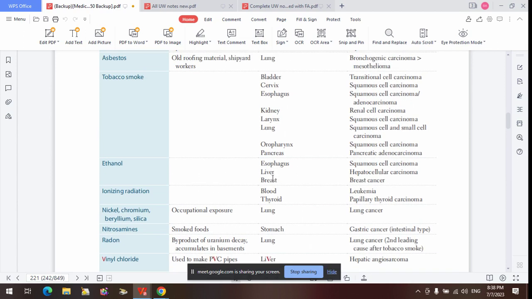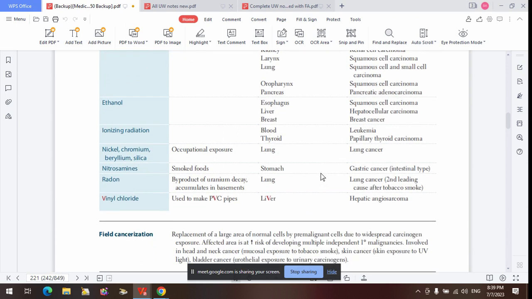Ethanol, alcohol can cause liver problems. The liver is very important for alcohol. Then I also gave us a situation of someone that is taking too much alcohol that had developed esophageal cancer. So they can have squamous cell carcinoma of the esophagus from taking too much ethanol. Liver problems can also start from there. From consumption of too much ethanol, they can develop hepatocellular carcinoma.